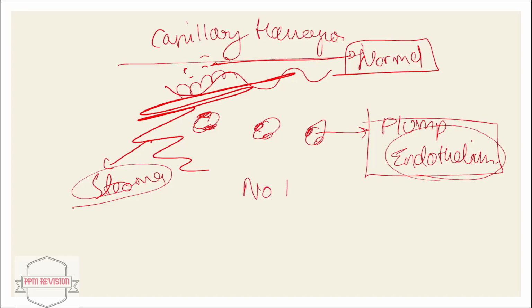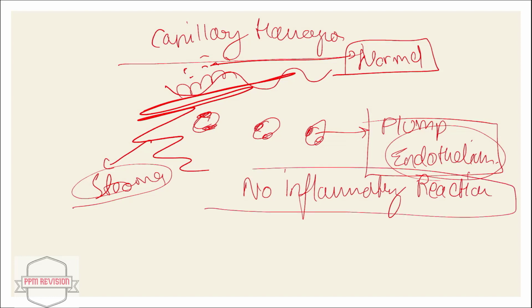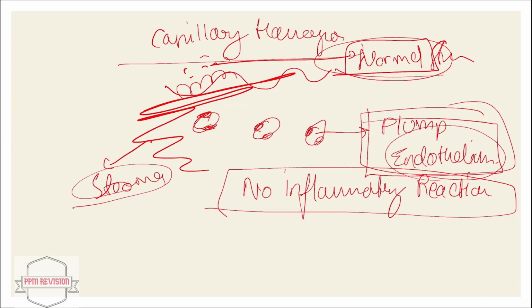Okay, and then there is no inflammatory reaction. This is an important point to be noted, that there is no inflammatory reaction in case of the capillary hemangioma. Now just going back to what we have read again, there is the normal skin that can be found, and there's also the presence of the plump endothelium, and also there's no inflammatory reaction, and there's presence of the stroma. Great. So hopefully you are along with me.